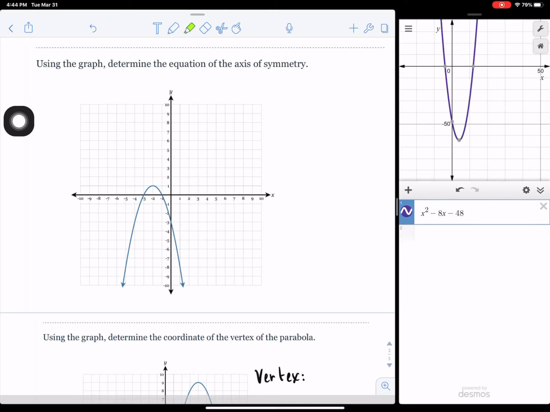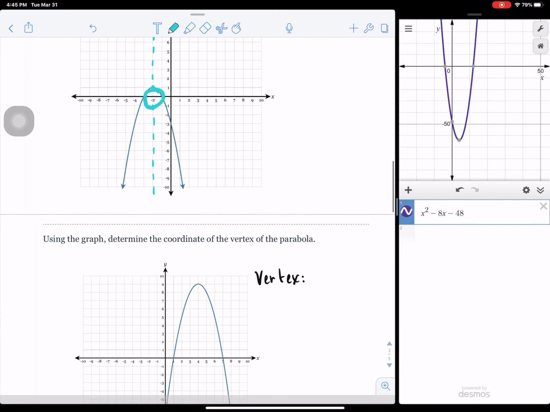Now, the first problem is asking for the axis of symmetry. This is where you're going to cut your graph right into the center. So here's the center of it, and I'm cutting right through it with the vertical line. So my axis of symmetry is when x equals negative 2. You need to write x equals as well, not just negative 2, because it is an equation.